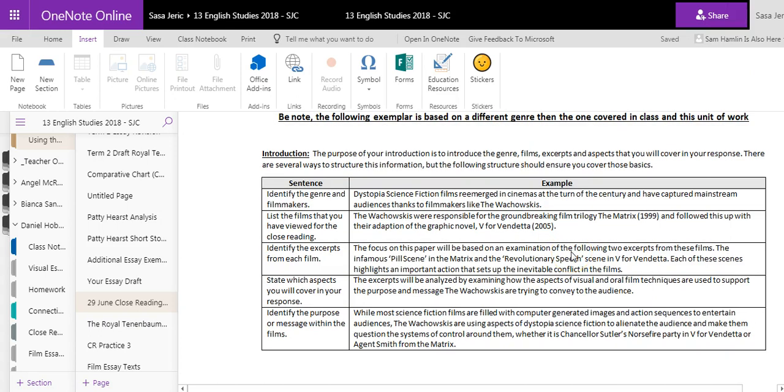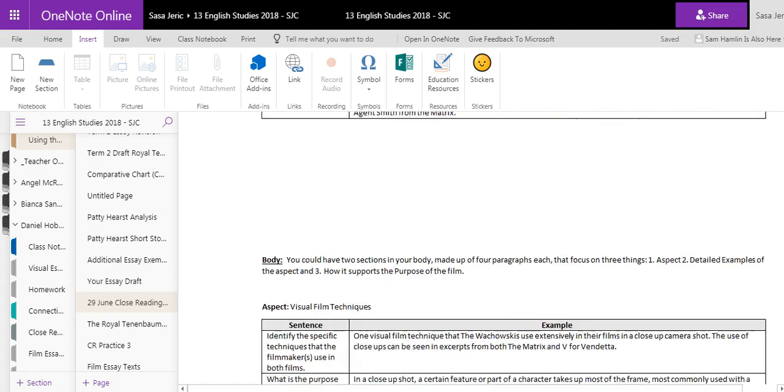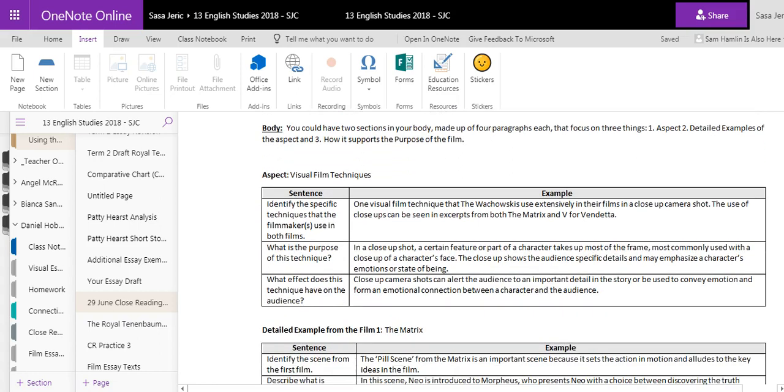Now, once you've finished the introduction, then obviously you're going to have to go into your body paragraphs. And instead of just necessarily saying you have to have 3 body paragraphs or 4 body paragraphs, I think it's important that you break your body down into 2 sections, and that each section itself is a different aspect that you're going to pick up on. Because in the marking criteria, you do need to talk about at least 2 different aspects.